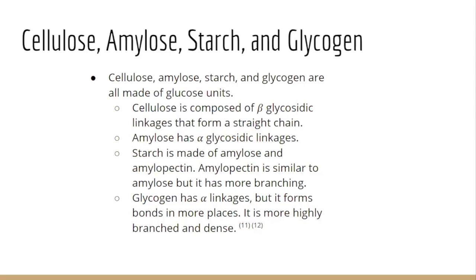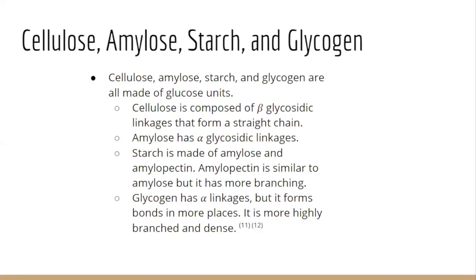Amylose is very similar to cellulose, but it has alpha 1,4 linkages. The glucose molecules are not rotated 180 degrees, so it forms a more bent shape than cellulose. Starch is actually composed of two polysaccharides, one being amylose and the other amylopectin. Amylopectin is structurally similar to amylose in that it is mainly made of alpha 1,4 bonds, but it also has branching off of carbon 6 in some of the molecules.